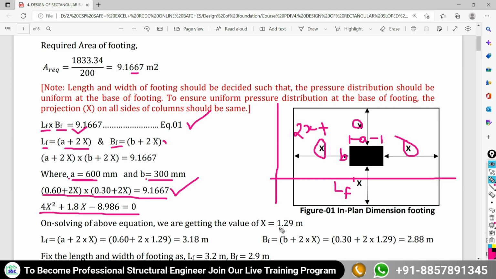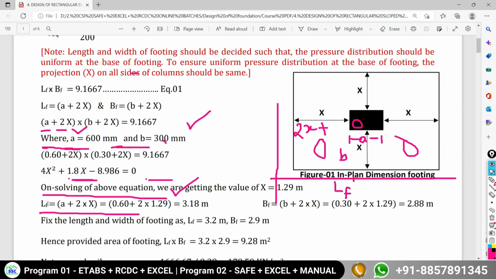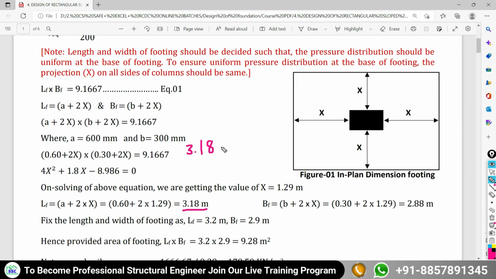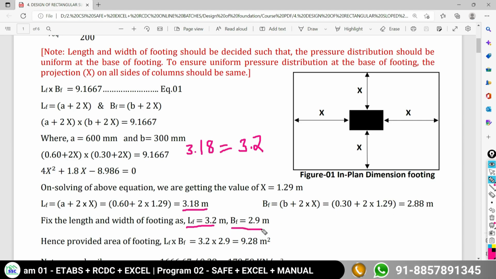Put this value of the projection in the length of the footing and in the width of the footing. So you get the final size requirement. The length of the footing required is 3.18 meter, and along the width, the size of the footing is required as 2.88. But in actual, we provide slightly more than the required value. So instead of 3.18, I am going to provide 3.2 meter. And for the width, the demand is 2.88, so slightly more than this value I have to provide, that is 2.9 meter.